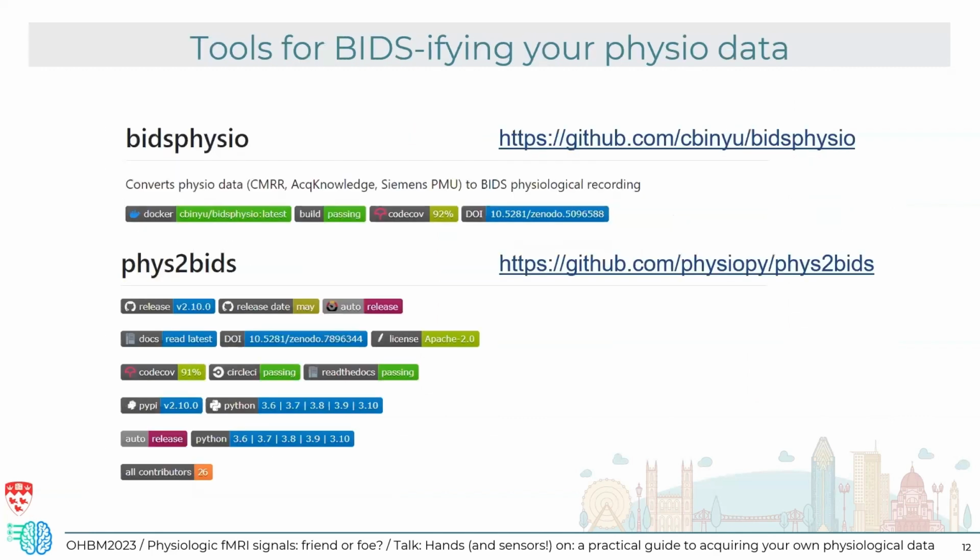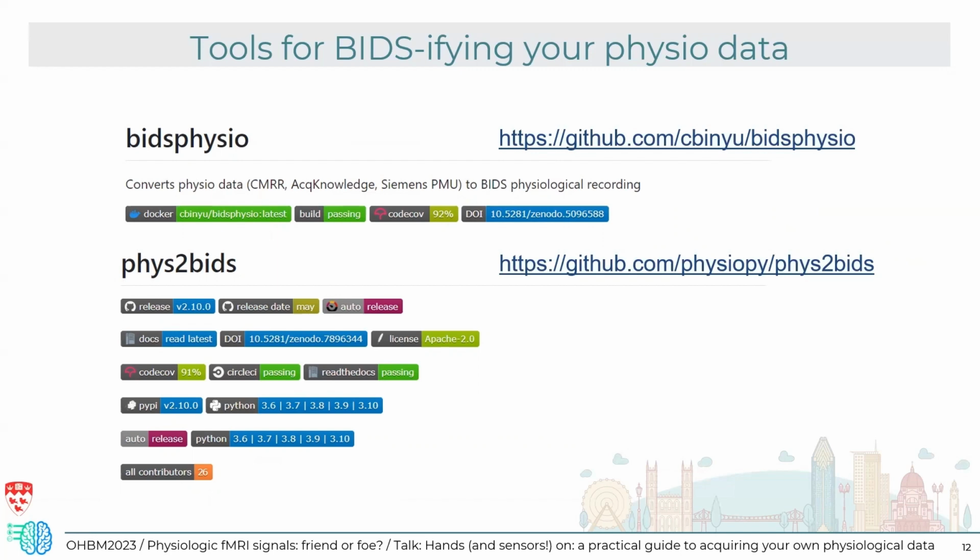There are two open source tools that I'm aware of that will let you do this. One is BIDS Physio. It supports a number of different formats, and I believe is fairly up to date, though I myself haven't used it. The second one is Phys2Bids, and that's a toolbox developed under the umbrella of the PhysioPy community, which I am part of. And so for today's tutorial, I'm going to be walking through how to use Phys2Bids.